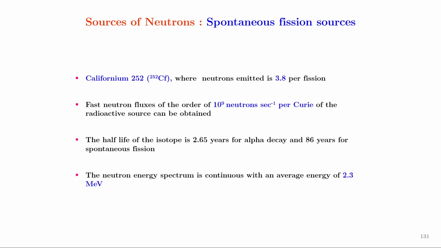Spontaneous fission sources like californium-252 can be used in NAA, where the number of neutrons emitted is 3.8 per fission. Fast neutron fluxes of the order of 10⁹ neutrons per second per curie of the radioactive source can be obtained. The half-life of the isotope is 2.65 years for alpha decay and 86 years for spontaneous fission. The neutron energy spectrum is continuous with an average energy of 2.3 MeV.